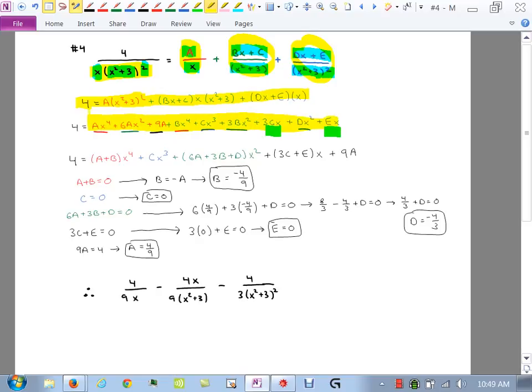Once you multiply that out, group all your like terms together. So here are my x to the 4th terms, my x cubed terms, my x squared terms, my x terms. And I might lose that here.